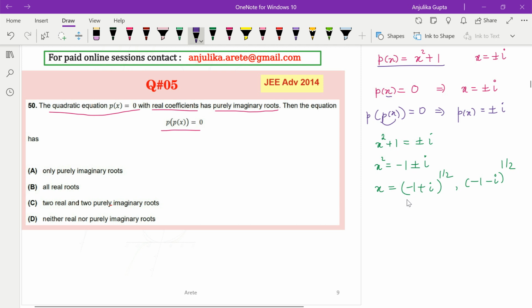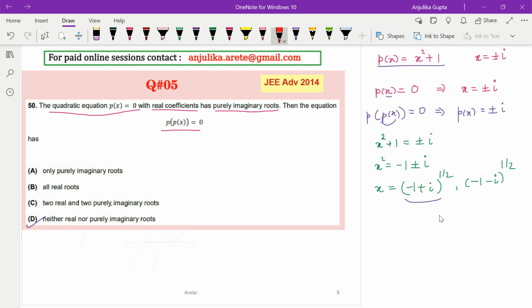Now the question is, when can these be purely imaginary, or can these be real? Look at the options. So what do we answer? The answer is straight no. They can't be purely imaginary and they can't be real. D is the correct option. But how do I know that?